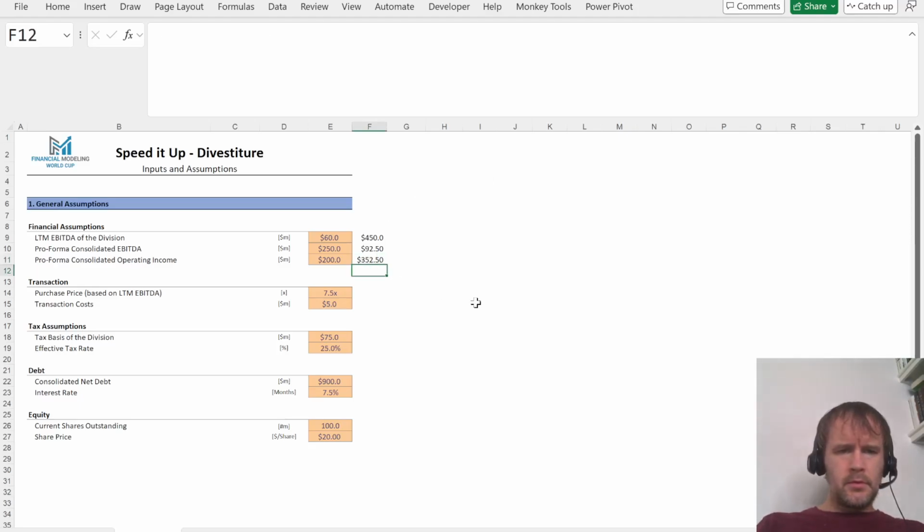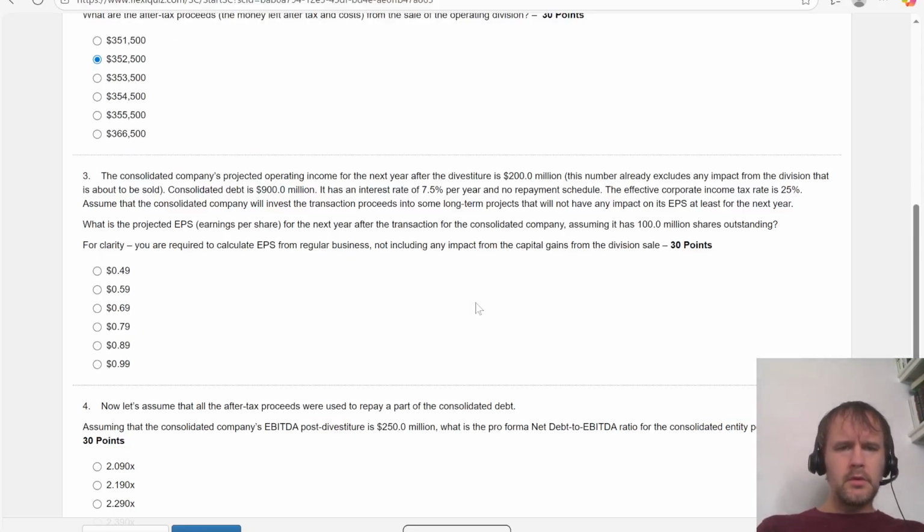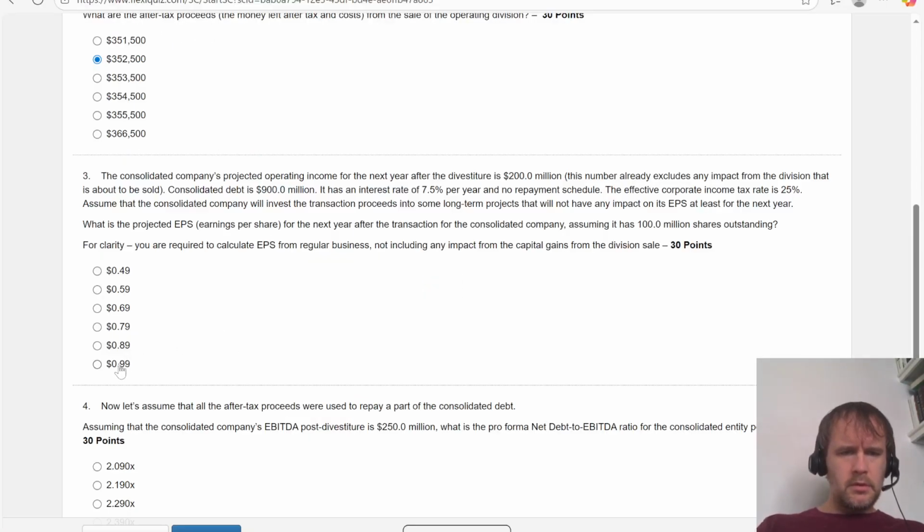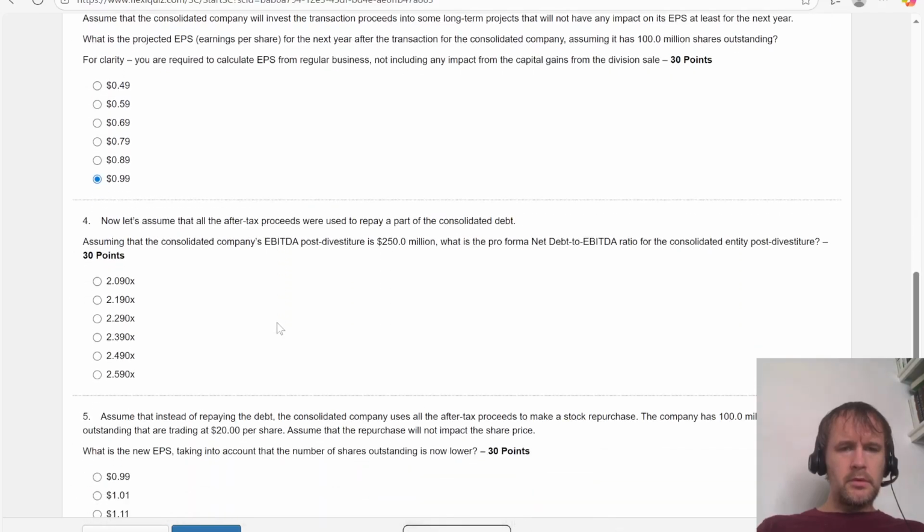Fine. So it's got operating income of 200 and it's got 7.5% interest rate on that, which means the taxable income is that, which means tax is that, which means that the net income is that, so 99. Okay, let's assume that all the after-tax proceeds were used to repay a part of the consolidated debt.